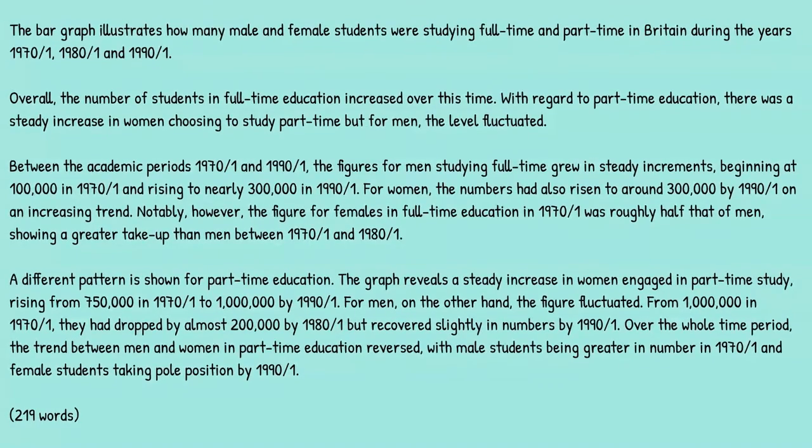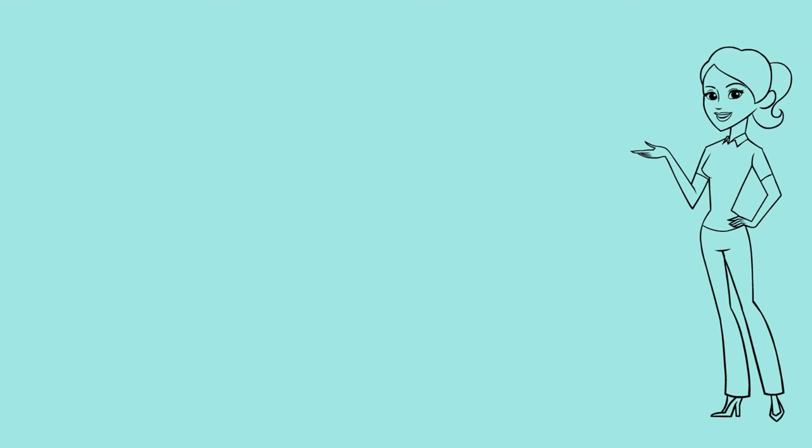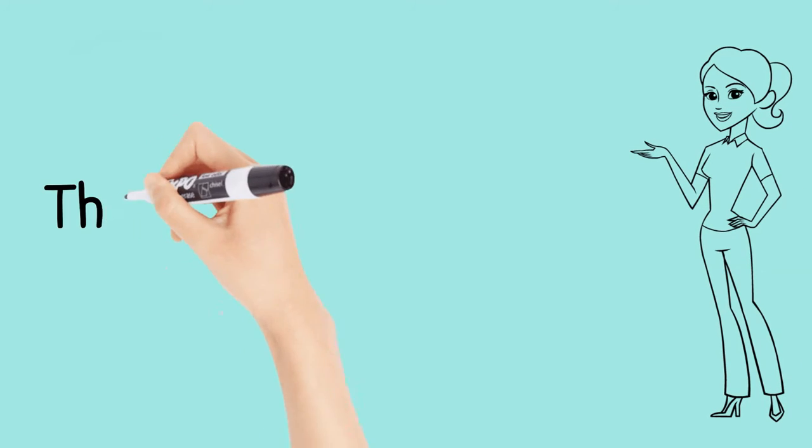This sample essay is well over the minimum word limit, so you can see that you don't have space to include very much detail at all. That's why it is essential to select just a couple of main features to write about. That's all the information you will need to help you plan a Task 1 essay for IELTS Academic Writing.